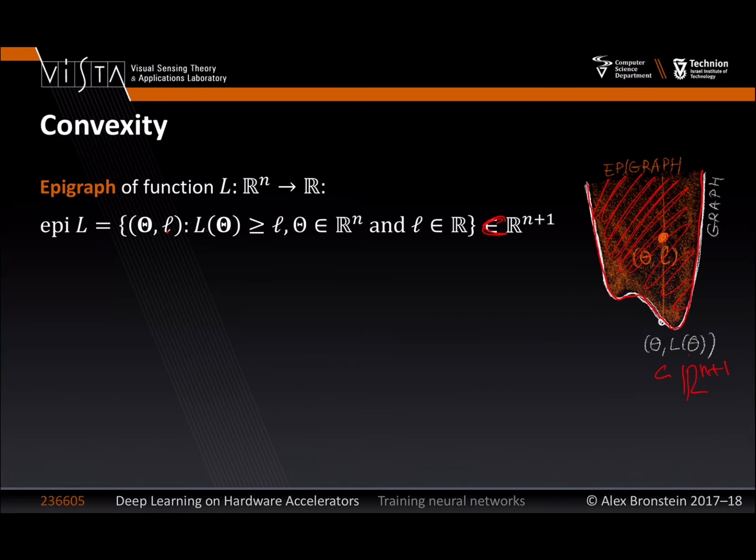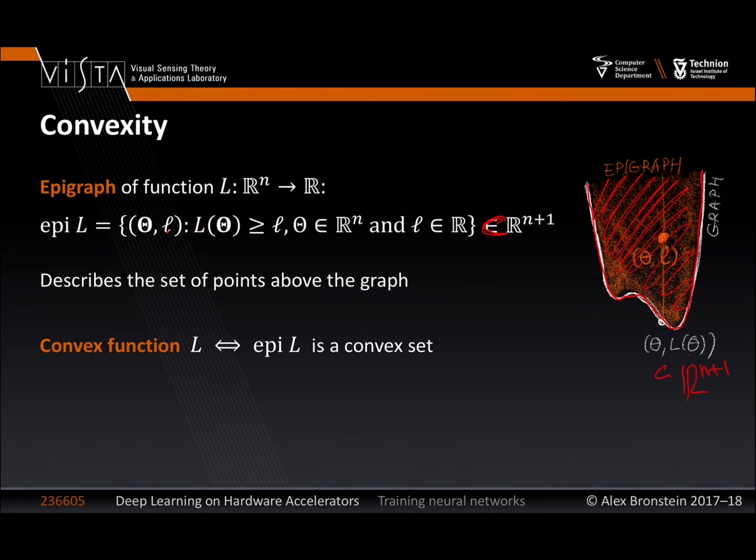It's above the graph of the function. It's a set of all the points in R^(n+1) that lie above the graph of the function. Okay. And my definition of a convex function is a function such that its epigraph is a convex set. So if and only if the epigraph is a convex set, if and only if the function is convex. This is my definition of convexity.